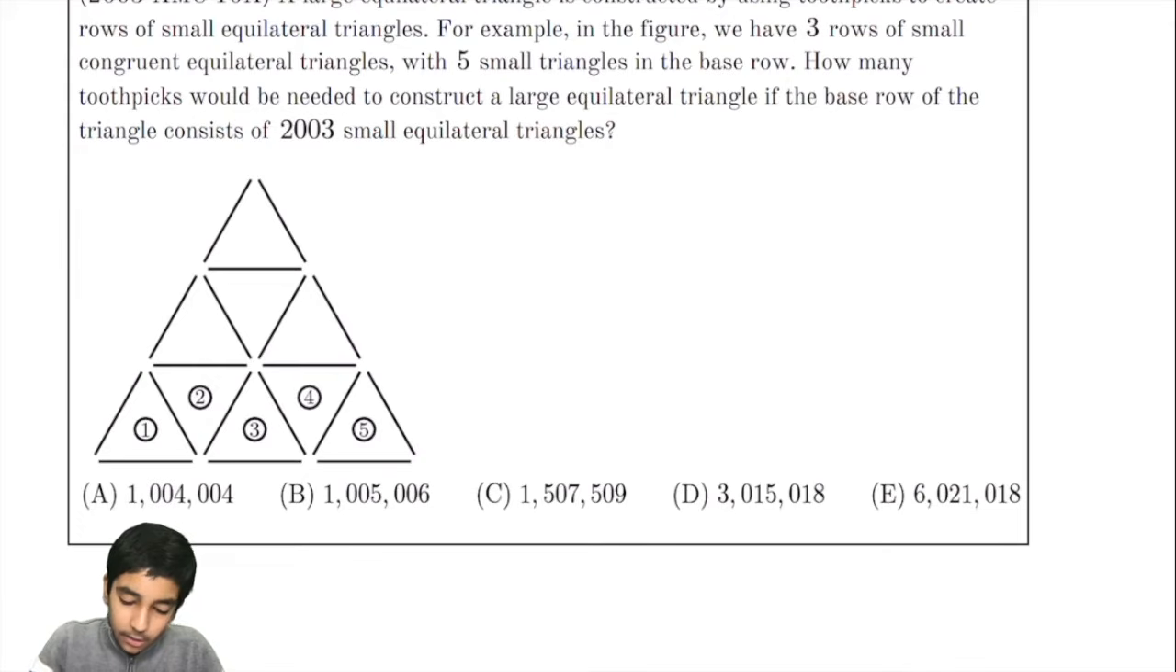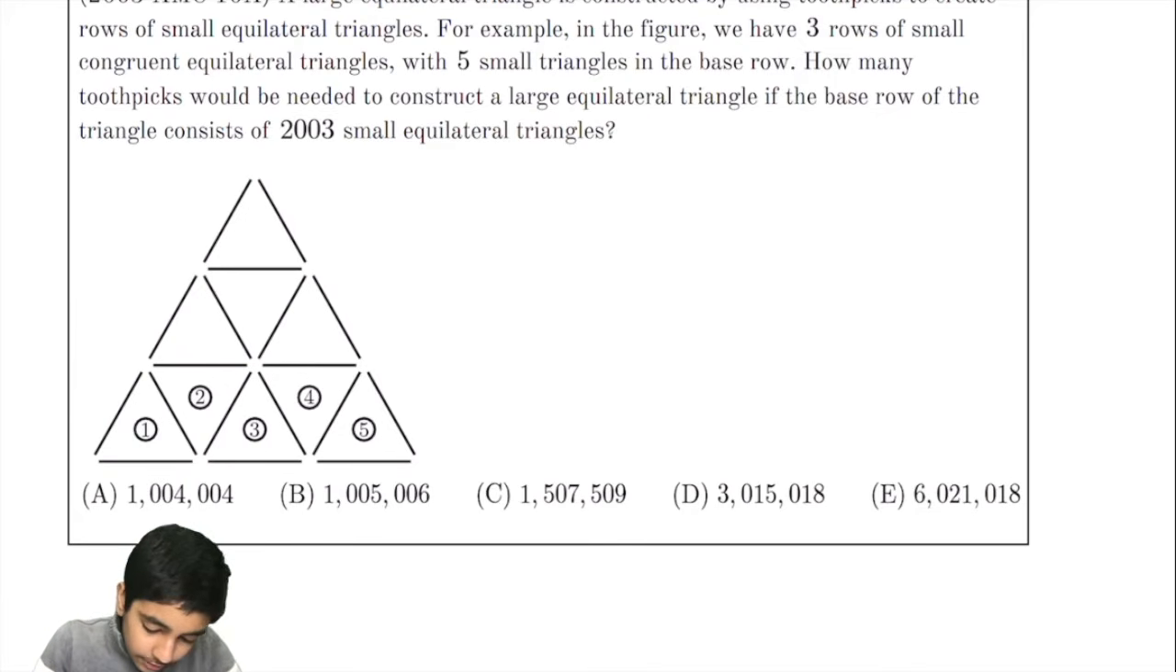So we have this large equilateral triangle constructed by some rows of toothpicks. In this figure here, they say we have 3 of these rows, and we have a total of 5 triangles at the bottom here. Now they're saying that instead of 3, we want to have 2003 small triangles on the bottom. Now we're asked to find how many total toothpicks.